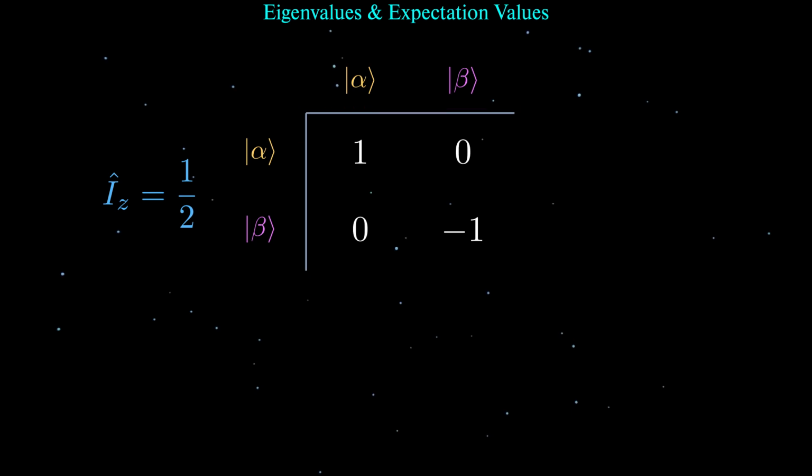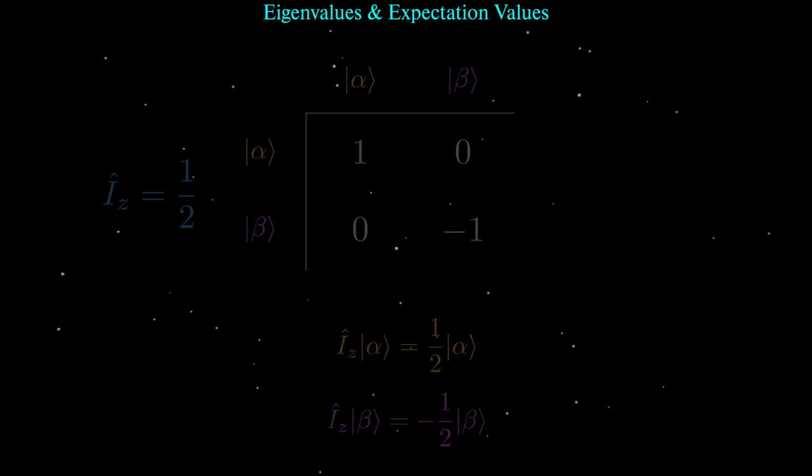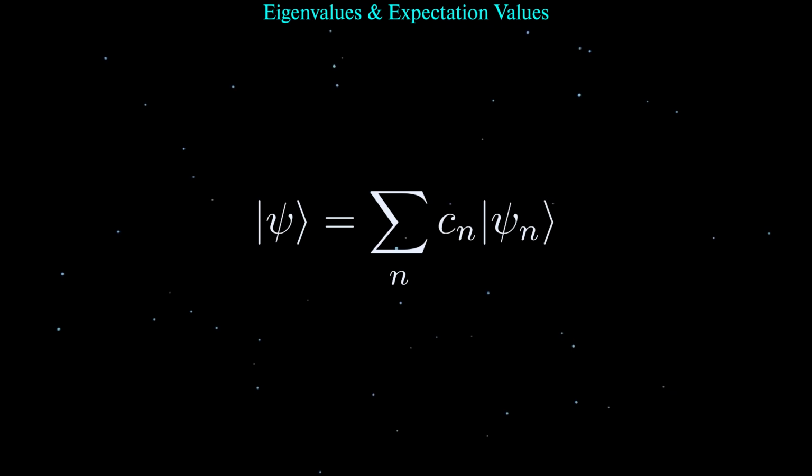When I feed this operator an alpha, it's going to give me back an alpha, but no beta. When I feed a beta to it, I'm going to get no alpha, but I'm going to get a beta that's negative. And that 1/2 gets multiplied throughout as well. You can also see the other operators like this as well. Now let's look at a more general state.